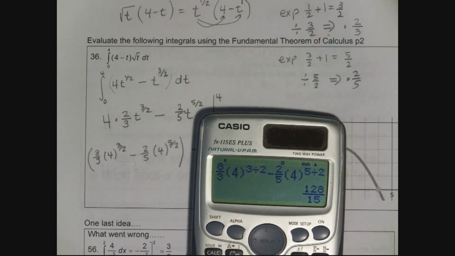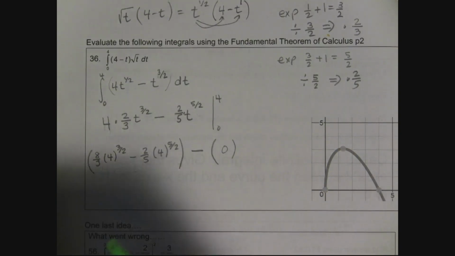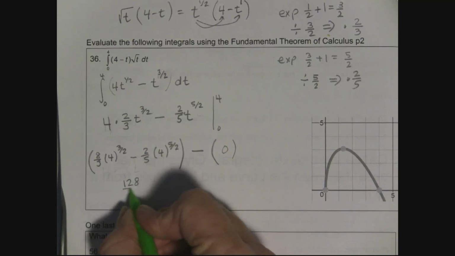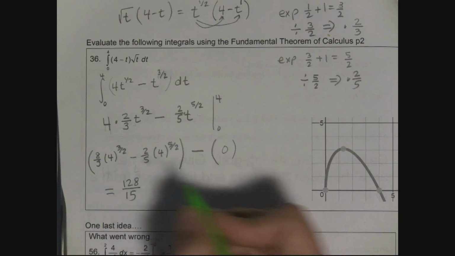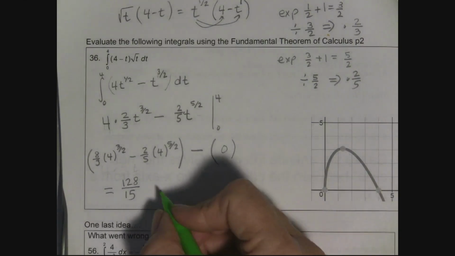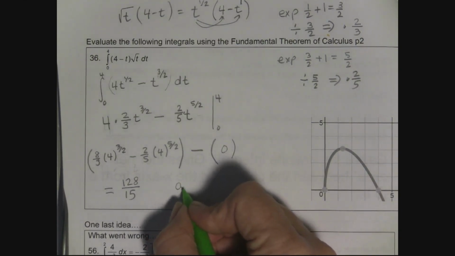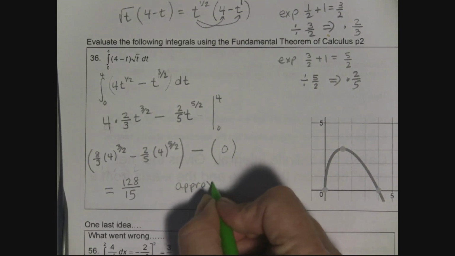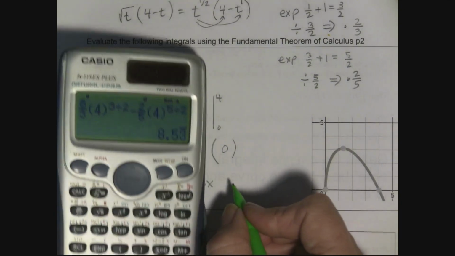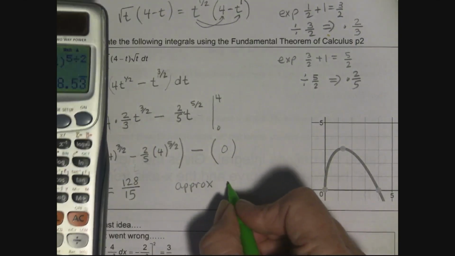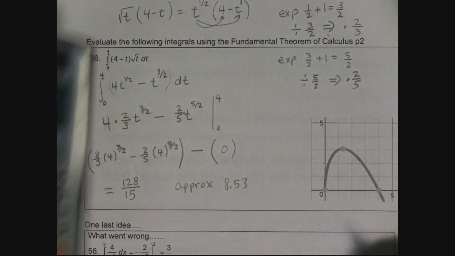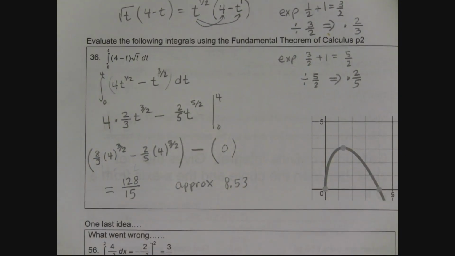So I'm getting 128 over 15, which is the exact answer, and that's what us math people want, right? So 128 over 15 is my answer. And I just want to do the approximate so I can convince you that that's what this area is over here. Now they're not asking for the approximate answer in your book, just so you know. So that's approximately 8.53 repeating. And so really 8.5, right?